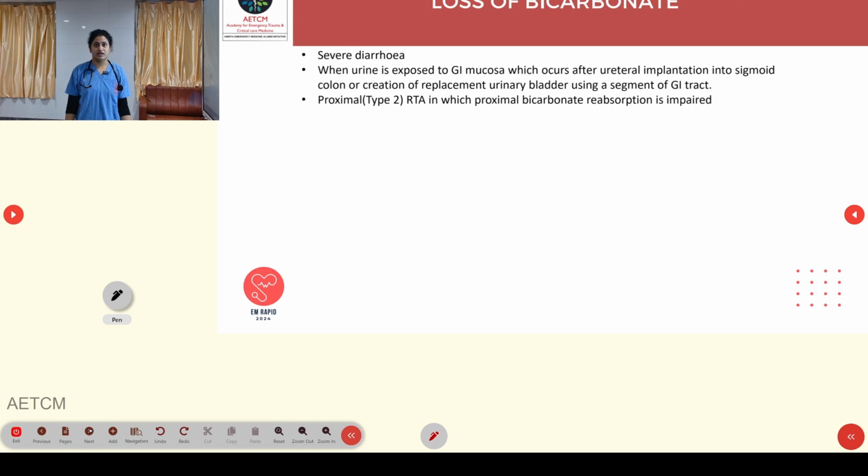Then the loss of bicarbonate may be due to severe diarrhea, and in some cases ureteral implantation into the sigmoid colon or creation of a replacement urinary bladder using a segment of GI tract, where the urine is exposed to the GI mucosa, which causes the loss of bicarbonate. And proximal or type 2 renal tubular acidosis, in which proximal bicarbonate reabsorption is impaired.